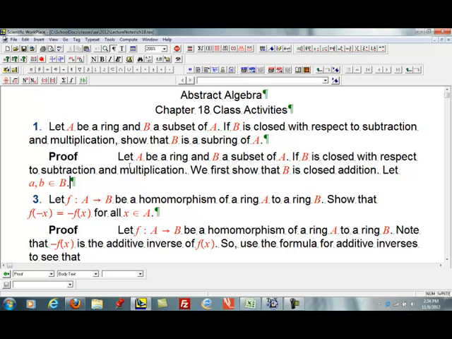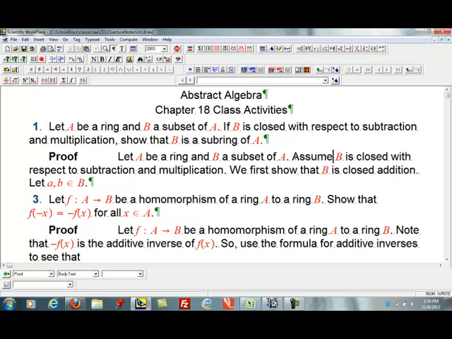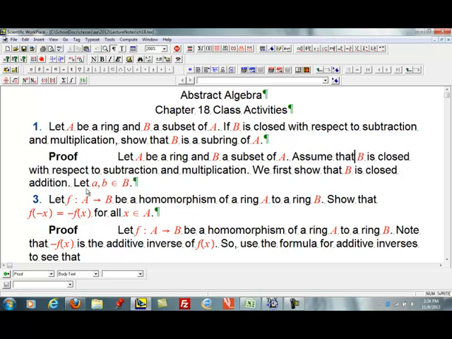No, what do you mean? No, assume, well, it says assume that B is closed with respect to subtraction. That's not the same thing as addition. Oh. Yeah, I have to show that A plus B is in B.